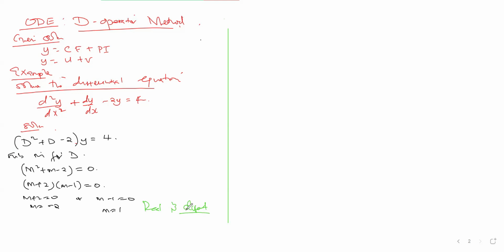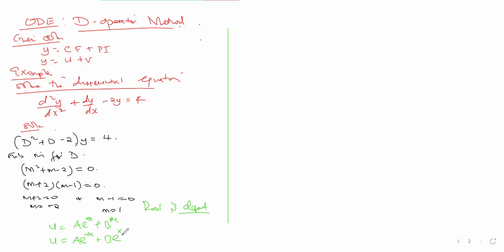Okay, they are real and different. So what will be the general equation? Now remember, here it is not y, it is u. The general equation is given by A e^(alpha x) plus B e^(beta x), where alpha and beta are just your values of m. So your u part will be A e^(-2x) plus B e^(1x), which is just B e^x. So that is the general solution for the u part.